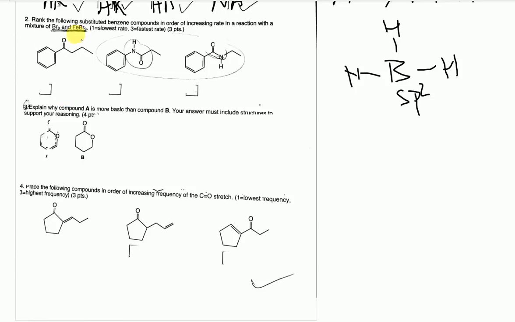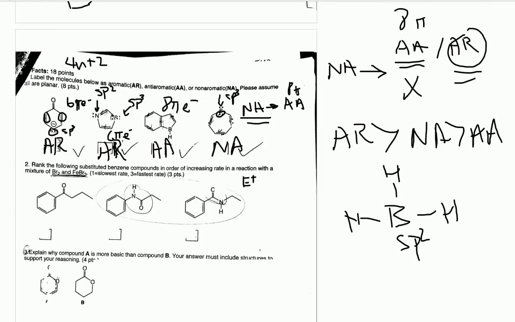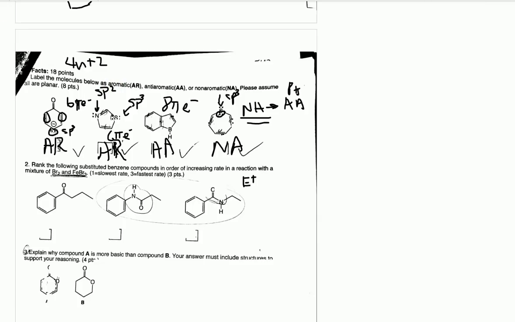Moving on. Rank the following substituted benzene compounds in order of increasing rate in a reaction with a mixture of Br2 and FeBr3. So this is electrophilic substitution, and we're brominating benzene rings. All right, and so this is dependent on the strength. I need to erase all this. All right, so I erased it.